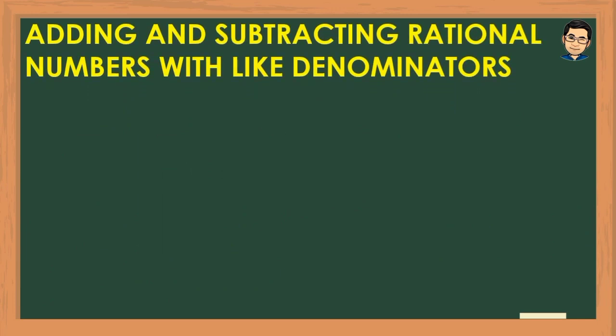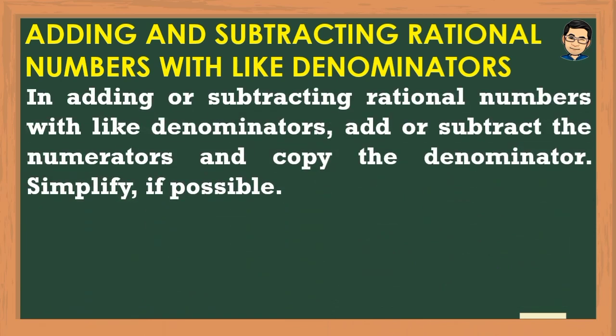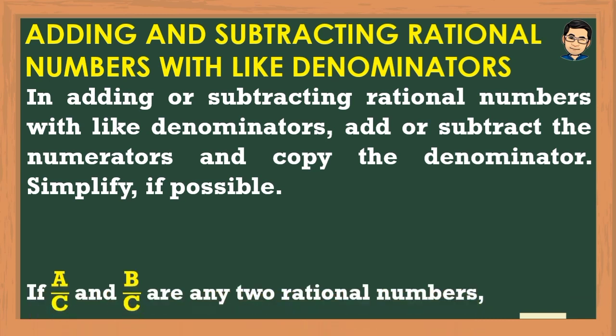In adding and subtracting rational numbers with like denominators, we simply add or subtract the numerators and we copy the denominator. And then we simplify if possible. These are just fractions, similar fractions. So when they are similar fractions, we just add or subtract the numerators and then we just copy the denominator. And of course, we simplify them if possible.